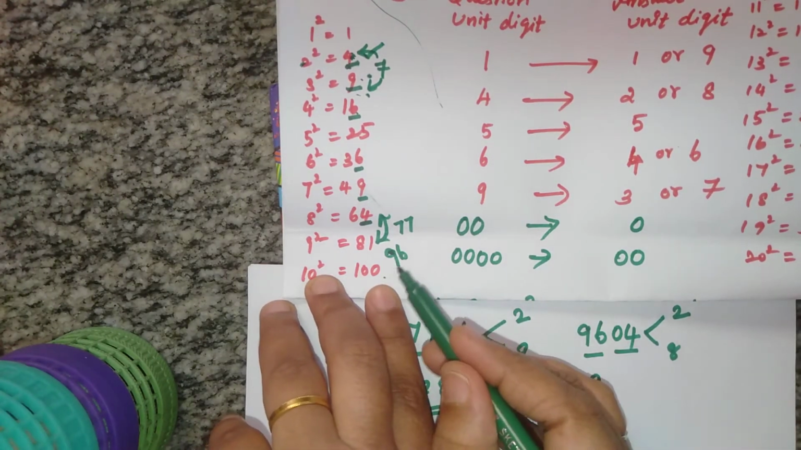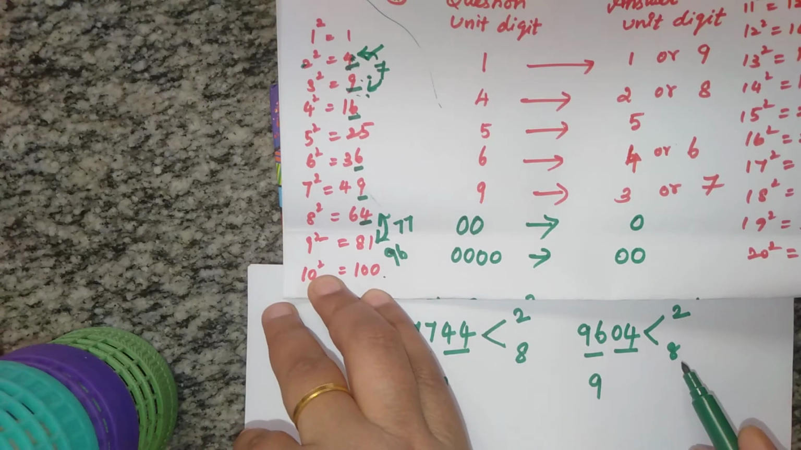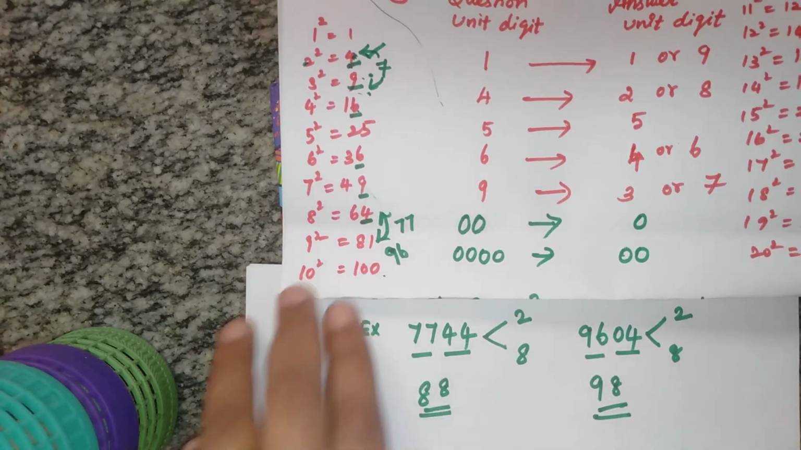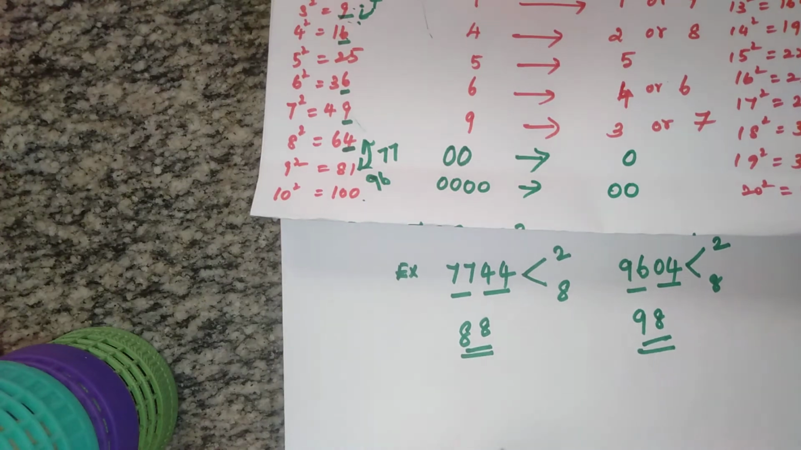We have to check 96, which is very near 100 only. Very near 100 is the lower value. Here, which is the lower value? 8 only is the lower value. So 98 will be the answer. Next we go with another example.